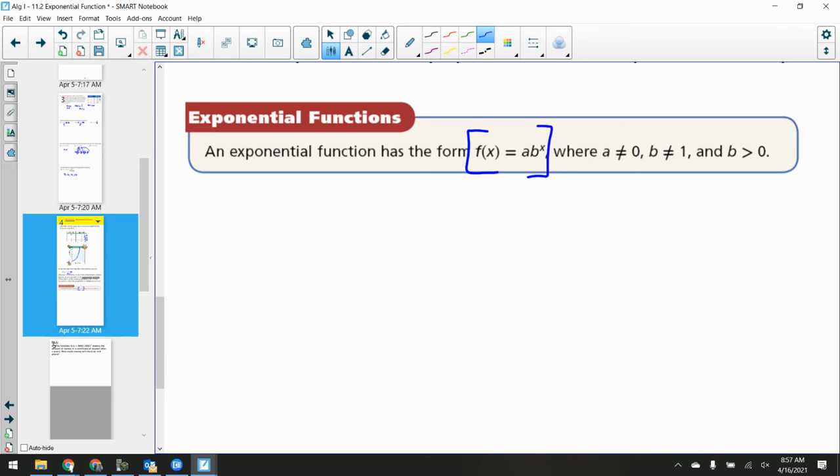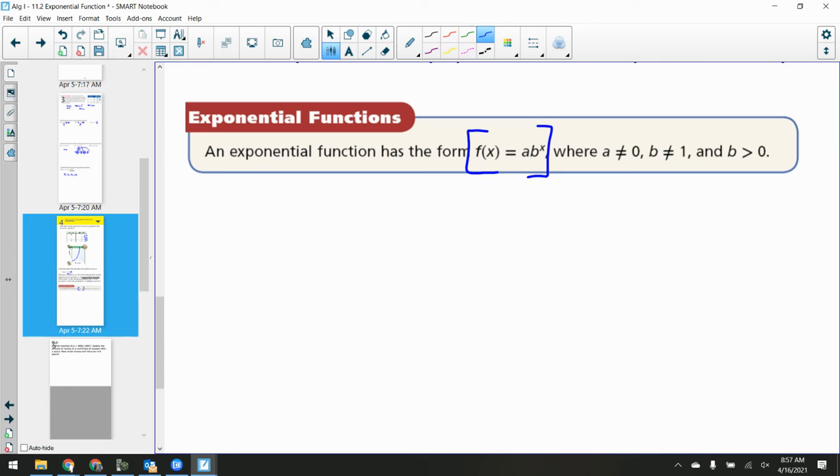F of x is equal to a times b to the x, where a is our starting value and b is my constant ratio. A is your beginning value, and b is your constant ratio. So you know what I can say?